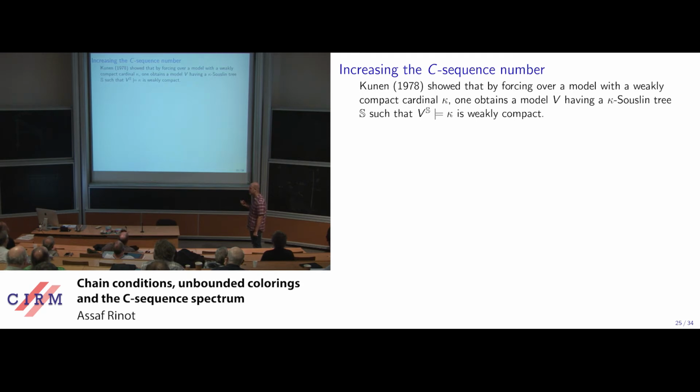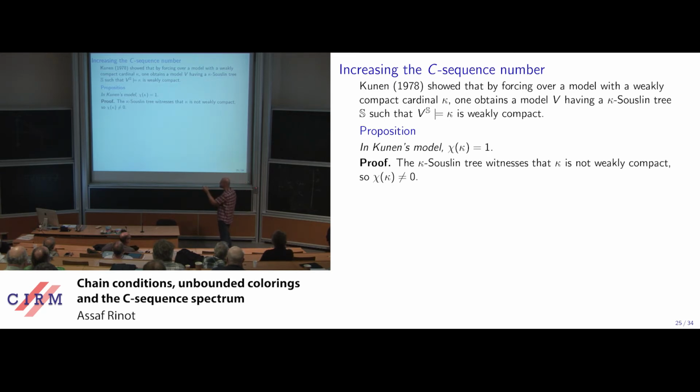So let me show you that there is a model in which Xi of kappa is equal to 1. You are very, very close to being weakly compact, but not quite weakly compact. And this is the Kunen model. Kunen showed that there is a model in which the cardinal kappa is a Suslin tree away from being weakly compact. This is a model where there is a Suslin tree, so it's not weakly compact. But when you force with the Suslin tree, now kappa is weakly compact. And in this model, Xi of kappa is exactly 1.